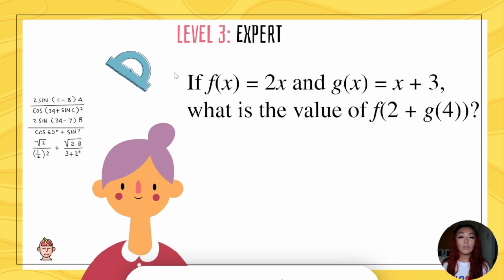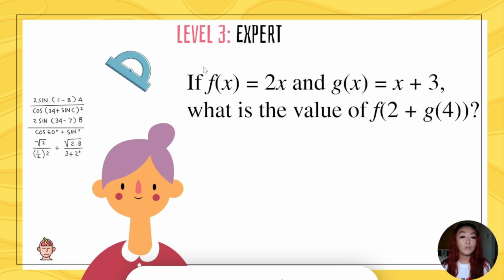So in Level 3, we're still going to be working with composite functions, but now they get a little more complex and become a little more multi-step. So let's take a look at this problem here. If f of x equals 2x and g of x equals x plus 3, what is the value of f of 2 plus g of 4? So what should we do first?